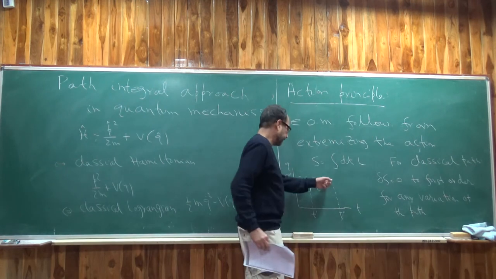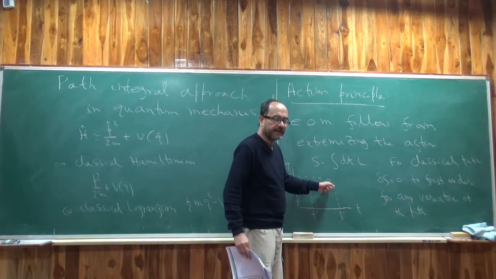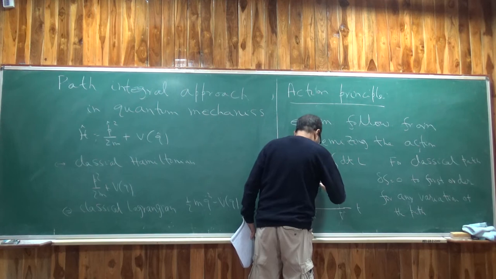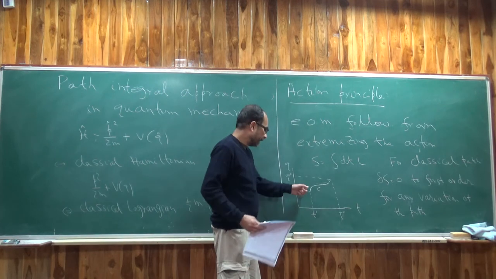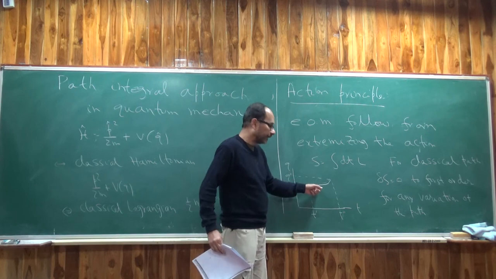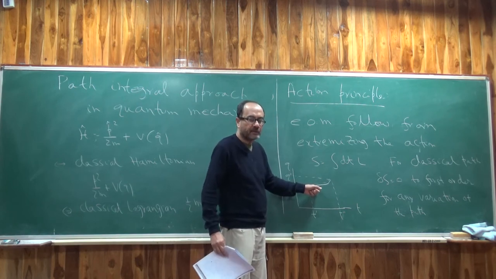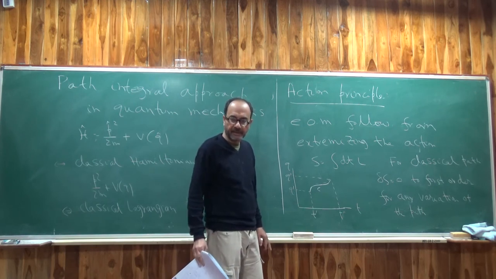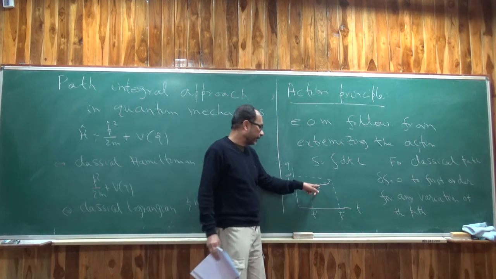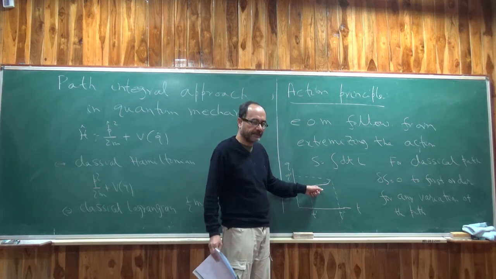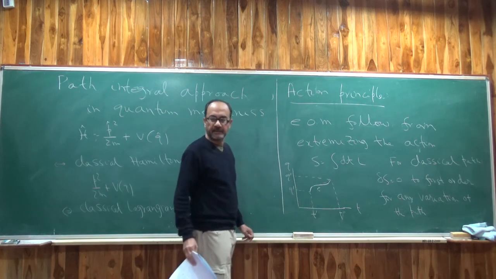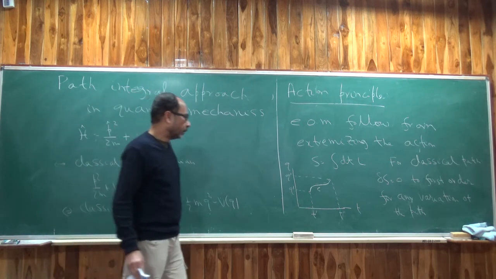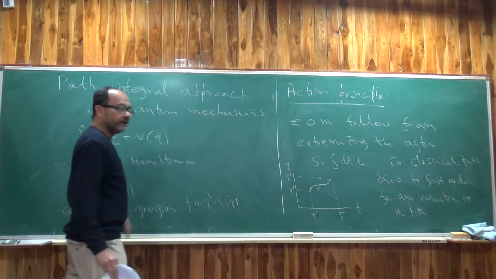Suppose this is a classical path. To test if it's a classical path, you take a neighboring path and calculate the difference in this integral between the neighboring path and the classical path. That difference will always be 0 to first order. Only then can you say that this is a classical path, satisfying the classical equations of motion. If this difference is not 0 to first order, then this path is not classical. That's the action principle. This is familiar? But of course you want to do quantum mechanics, so let's go back to quantum mechanics.